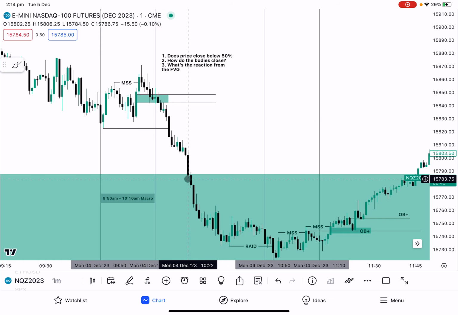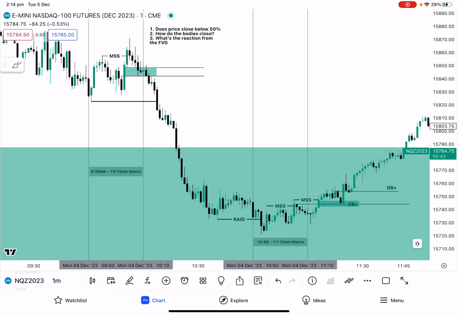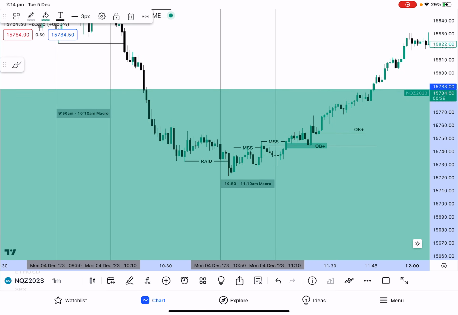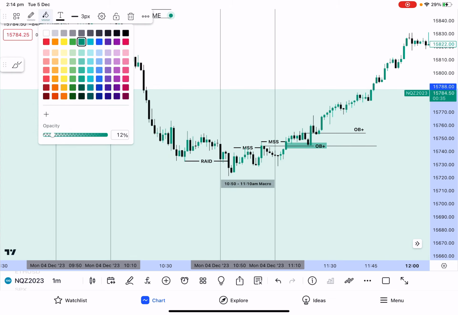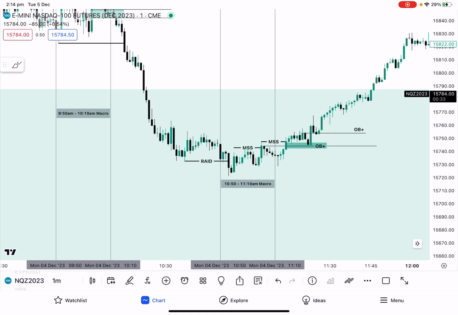When price digs into this imbalance now, that's when I'd start looking for longs, with the idea that you're going to use the next macro time period. And what I'm going to do, I'm just going to change this to make it a bit lighter, right? So you can see what's going on. I wouldn't be doing anything here. I'd be waiting for the next macro. And look what happens in the next macro.